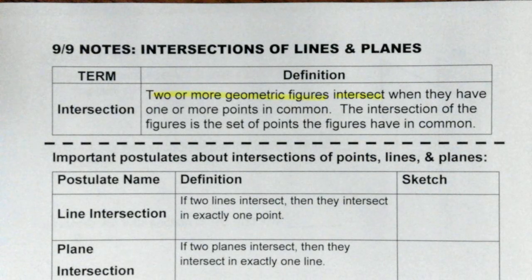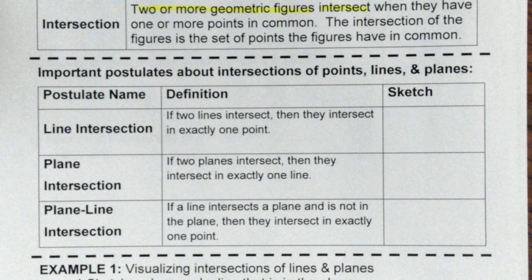So the first thing we'll talk about is some important postulates. Now again, you don't need to remember what a postulate is and all that. We're not going to focus too much on that. But we do need to understand what happens when lines intersect, when planes intersect, and when a plane and a line intersect. So the first one here is your line intersection.